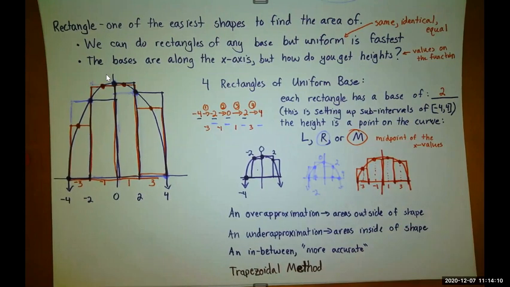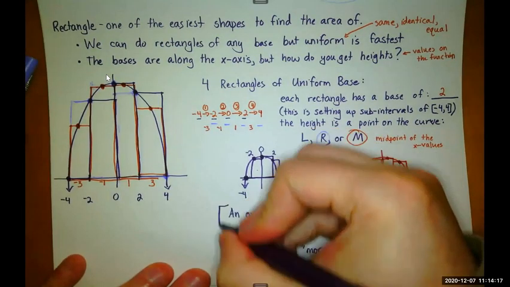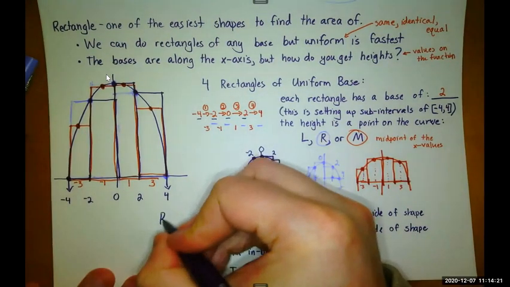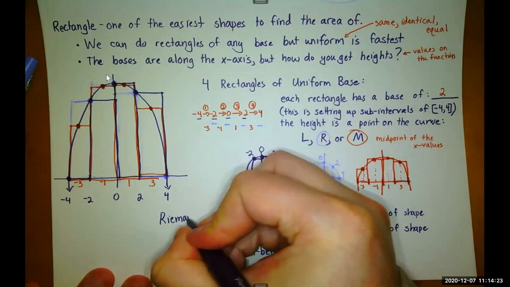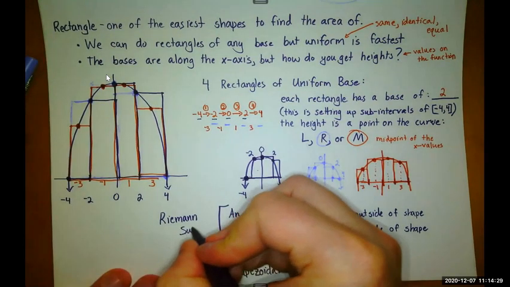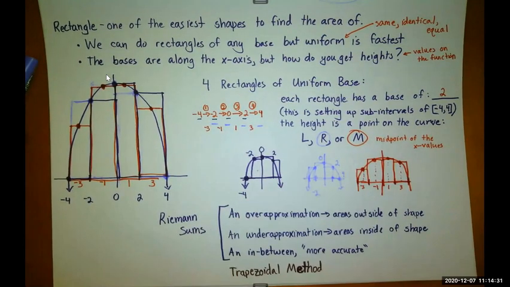Okay. And the reason why I divide these like so is because these first three are attributed to a mathematician named Riemann. And because we're adding up a bunch of rectangles, these are called Riemann sums. So the Riemann sums comes in three flavors.